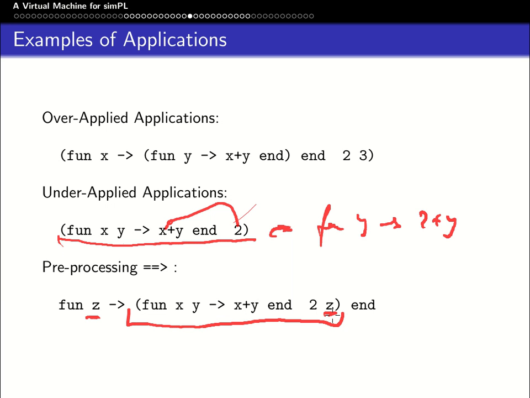So the problem of under-applied functions, we can consider that it never arises in practice, right? At the point when the compiler comes in, the program has already been transformed so that it doesn't have any under-applied function, so we don't have to handle this case. Is this clear? So we don't worry about it.